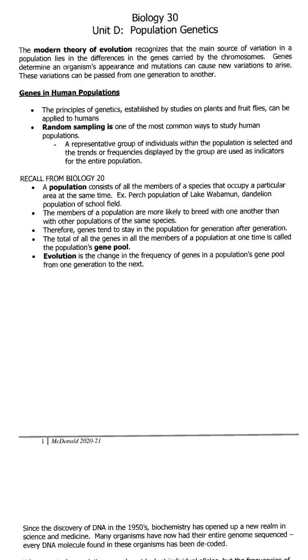So in this unit, we're going to relate what we learned about genetics into more of the grand scale of populations and look at evolution. So, the modern theory of evolution recognizes that the main source of variation in the population lies in the differences in genes that are carried on our chromosomes. And it's the genes that determine an organism's appearance. Mutations can cause new variations, and those variations can be passed on from one generation to another.